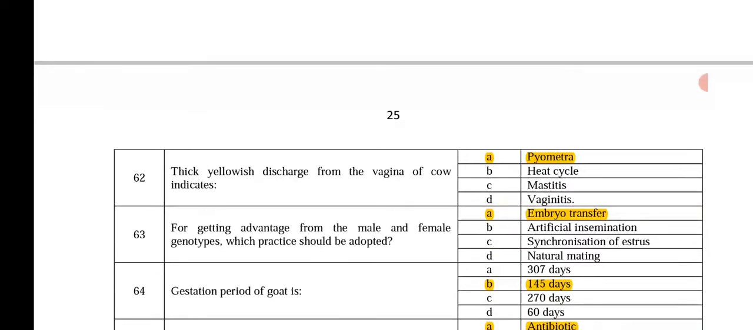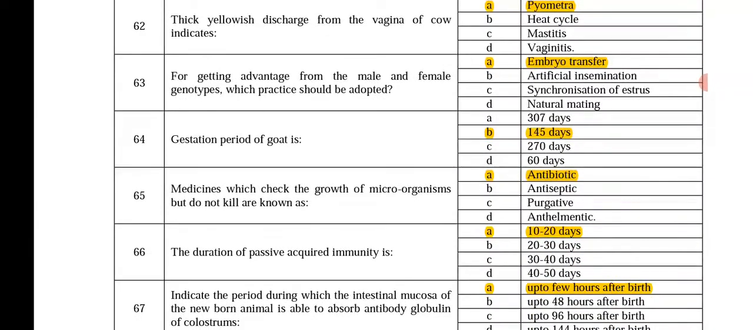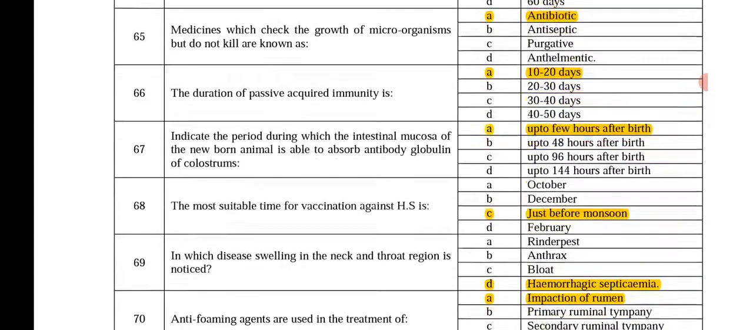Thick yellowish discharge from the vagina of a cow indicates pyometra. For getting advantage from the male and female genotypes, which practice should be adopted? Embryo transfer. Gestation period of goat is 145 days. Medicines which check the growth of microorganisms but do not kill are antibiotic. The duration of passive acquired immunity is 10 to 20 days.